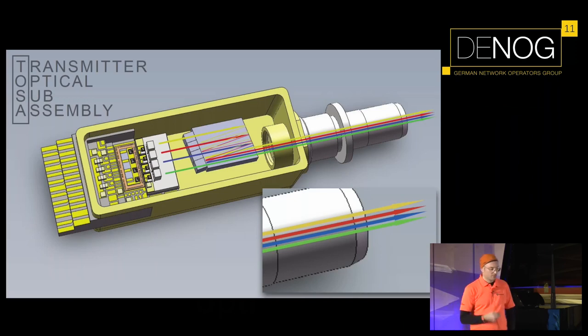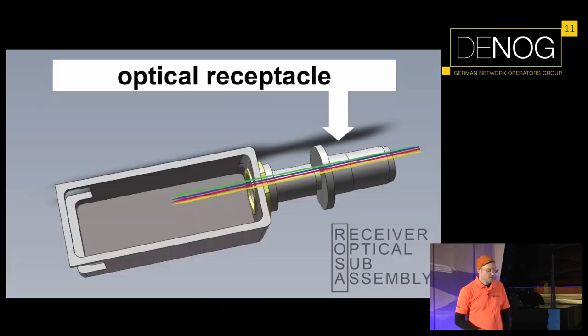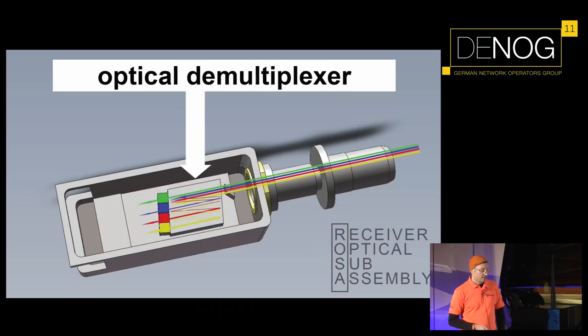Now, we are on the line, and when we move on, the four wavelengths are hitting our receiver now, and at this stage, it's again an opened gray box, not golden anymore, but the color doesn't matter here. So actually, it works basically the other way around. We need a demultiplexer, and this demultiplexer separates all the four wavelengths again for us.